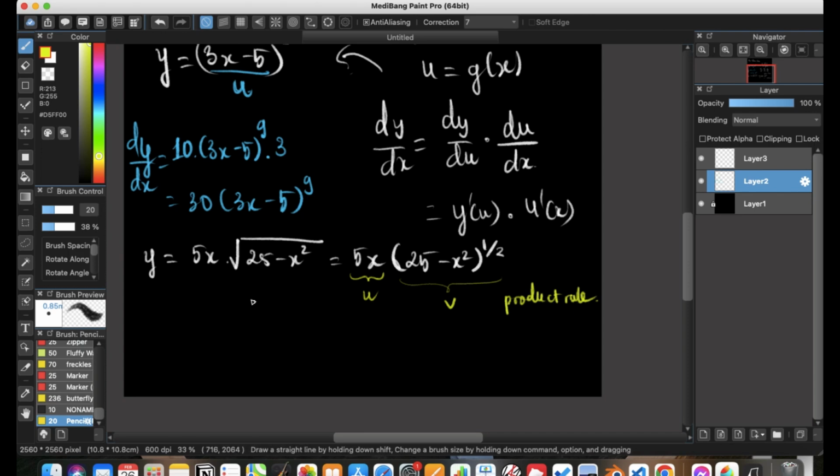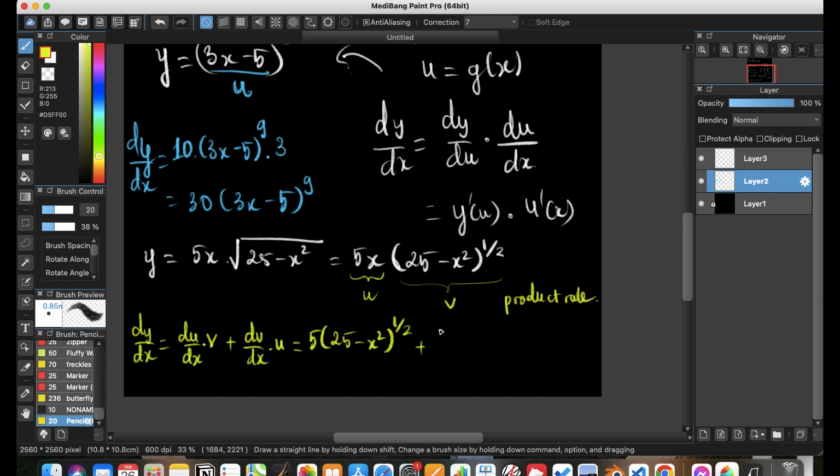So let's take a look at it. I'm going to have dy over dx equal to du over dx multiplied by v, plus dv over dx multiplied by u. Now I'm going to rewrite it as (25 minus x to the power of 2) to the power of 1 over 2 plus, and now we're going to have to determine dv over dx.